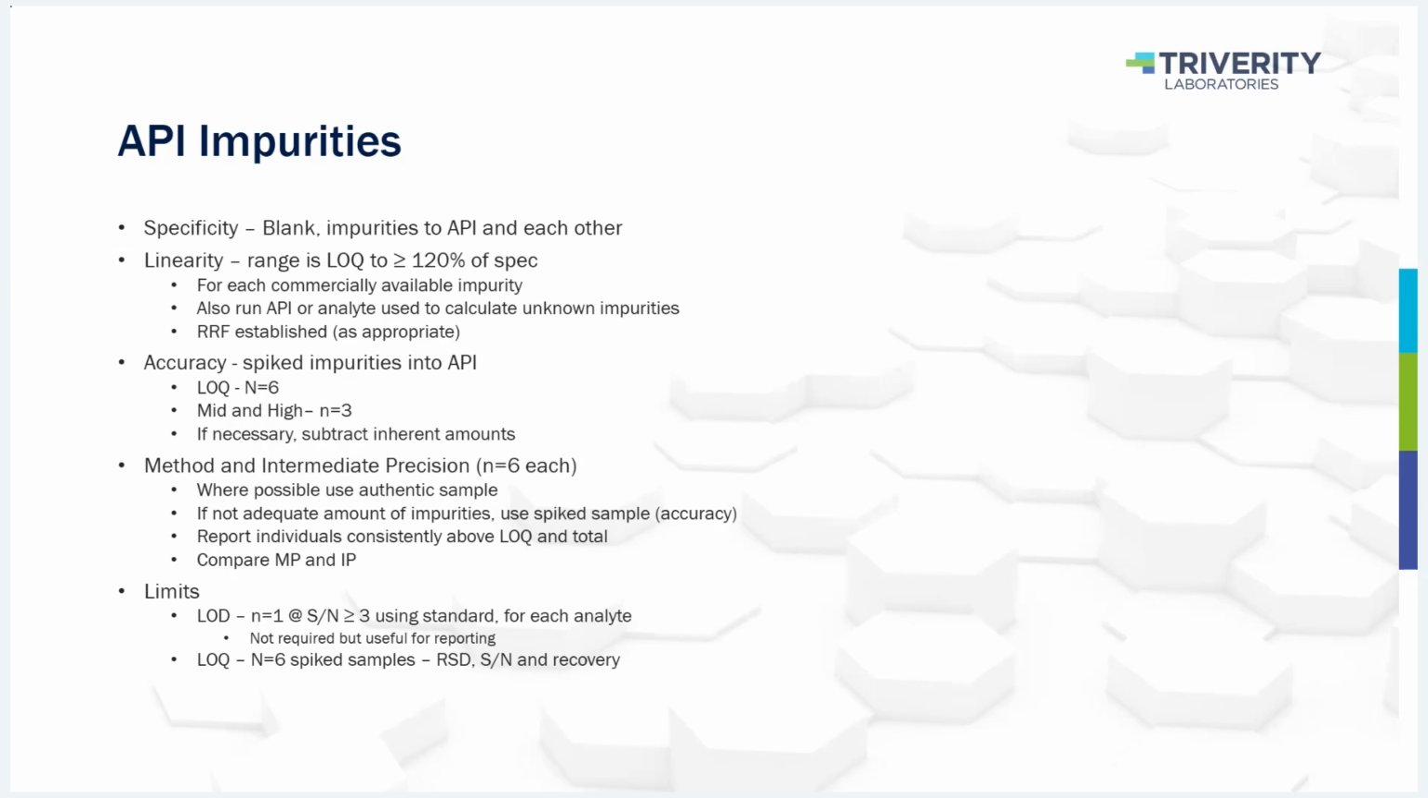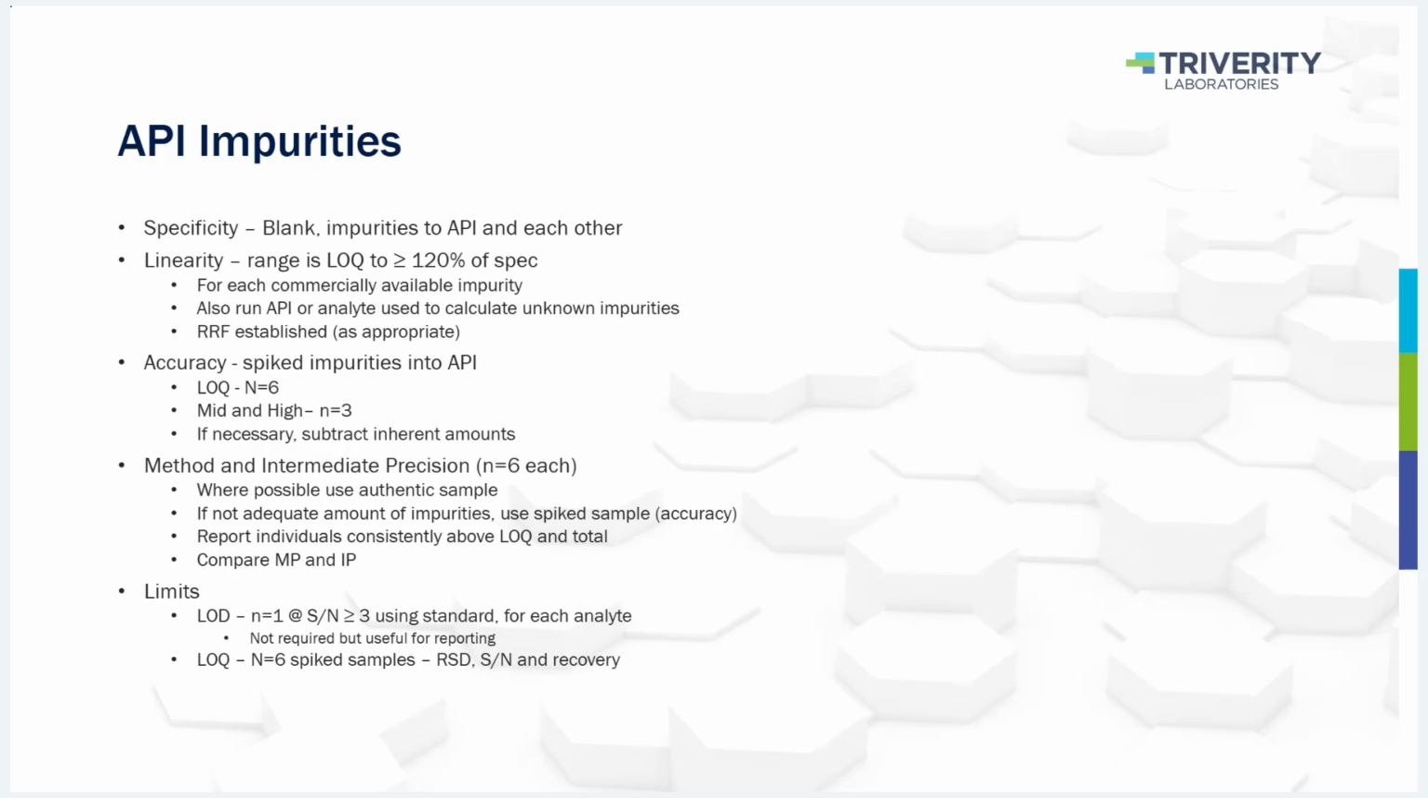Can we see everything? Our linearity, the range is the LOQ of the method, which should be lower than the reporting limit, to greater than or equal to 120% of the specification for each one of those impurities. If they're commercially available, you're going to run linearity for them. If they're not commercially available, you can't run linearity for them.